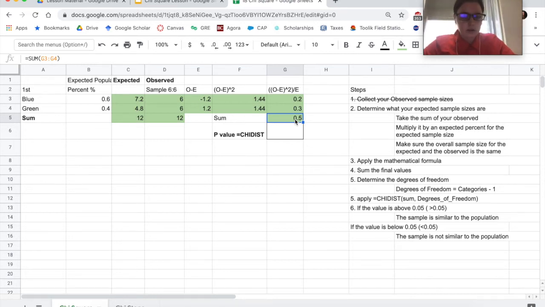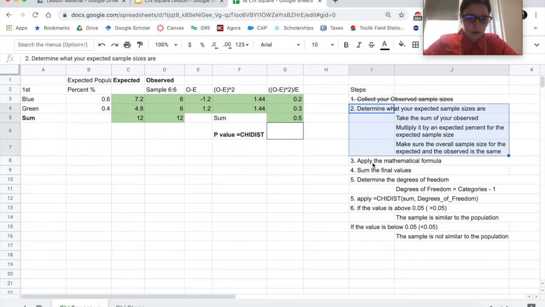In order to determine the p-value, we're going to use a formula called chi-distribution. So really quick, we've determined what the expected sample size was, we applied the mathematical formula, and now we have summed the final values.